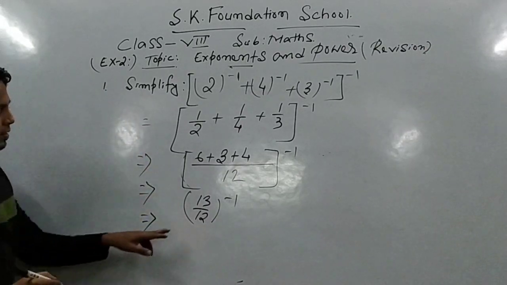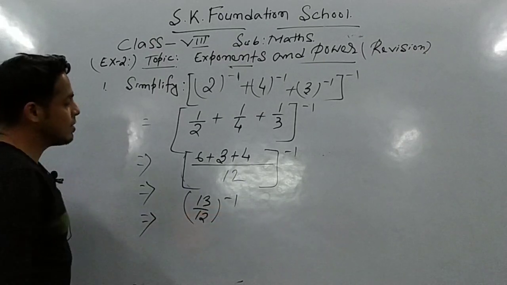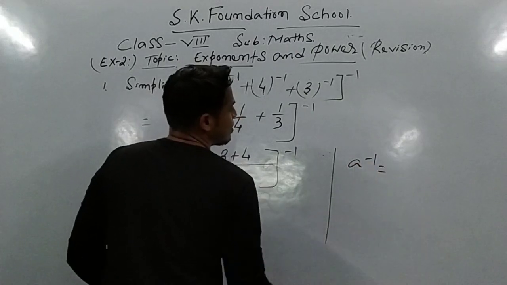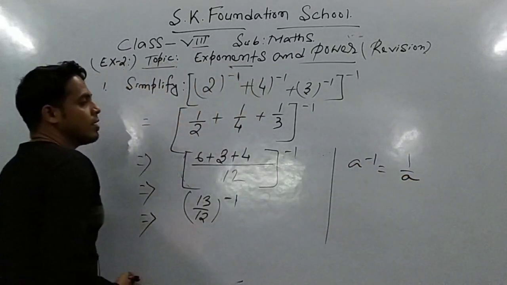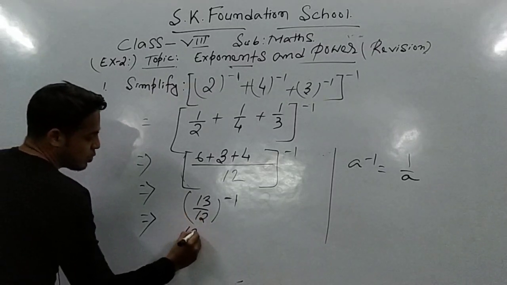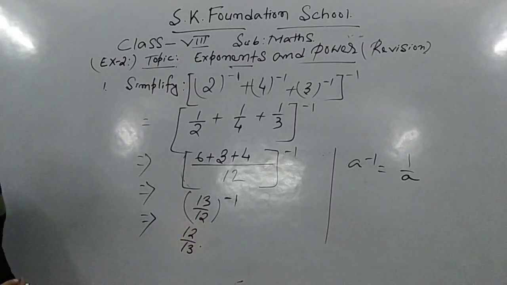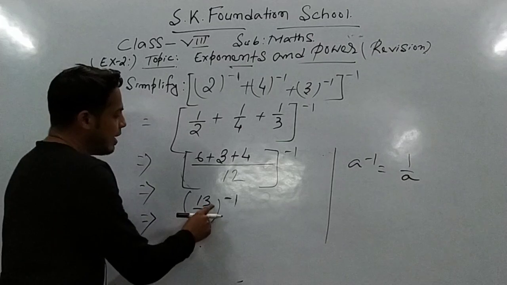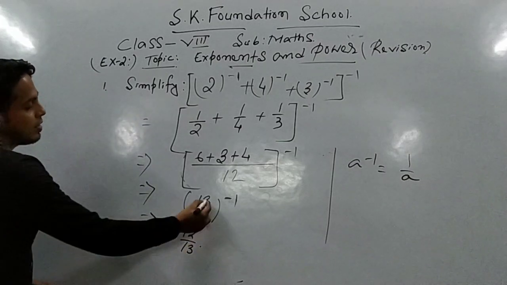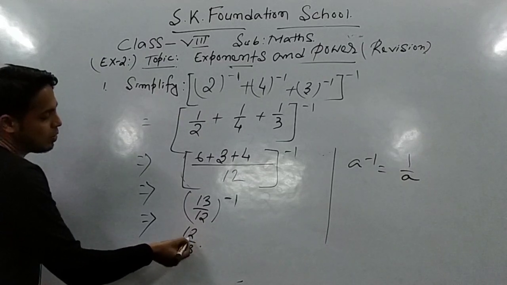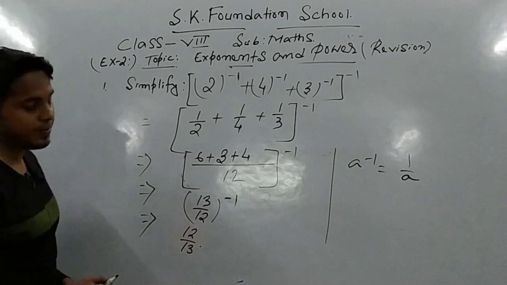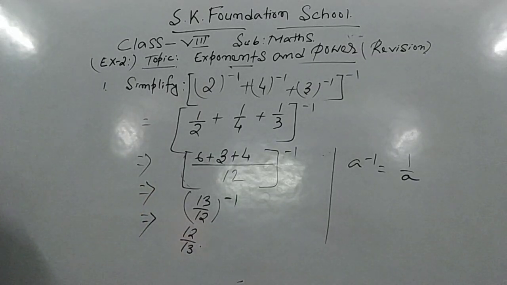So look here, this number contains power minus 1, so here we apply this formula: a to the power minus 1 means 1 by a. So that means 12 by 13, clear? Whenever you see the power is negative, the numerator and denominator get interchanged. So here 13 by 12 is now represented as 12 by 13. This is our answer. So in this way we solve this type of sums. Next, come to another example.